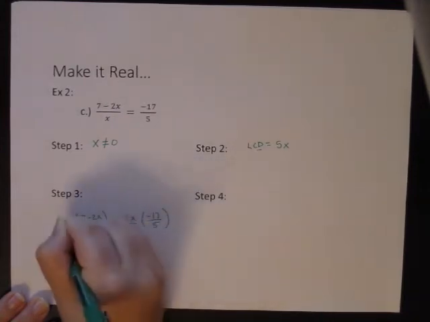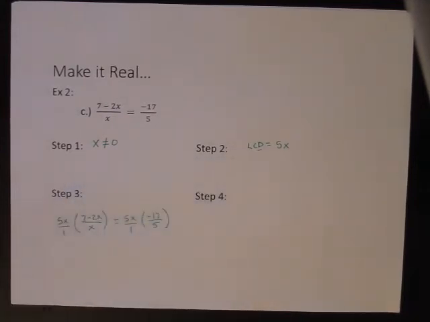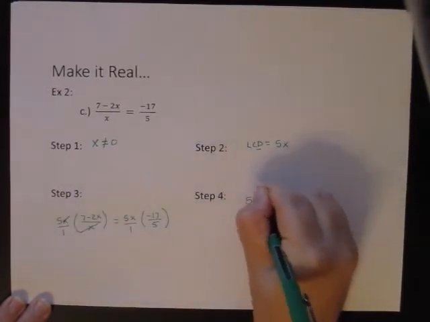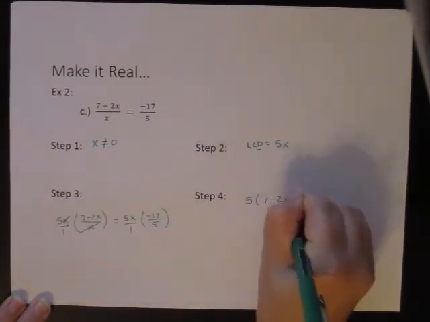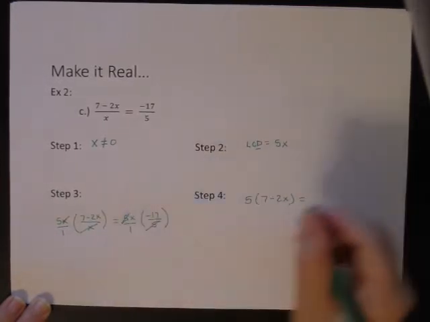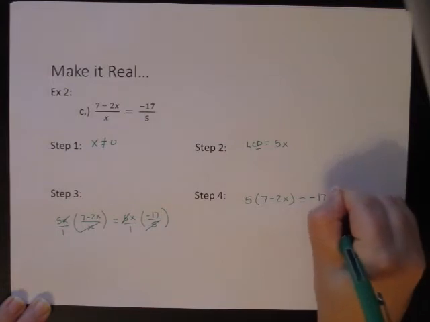Then I'm going to take the rational expressions and put a 1 underneath to create a fraction so it can clean up really nice. So when I cross cancel, the x's will cancel out, so I'll be left with 5 times 7 minus 2x equals, this time the 5's will cancel out, and I'll be left with negative 17x.